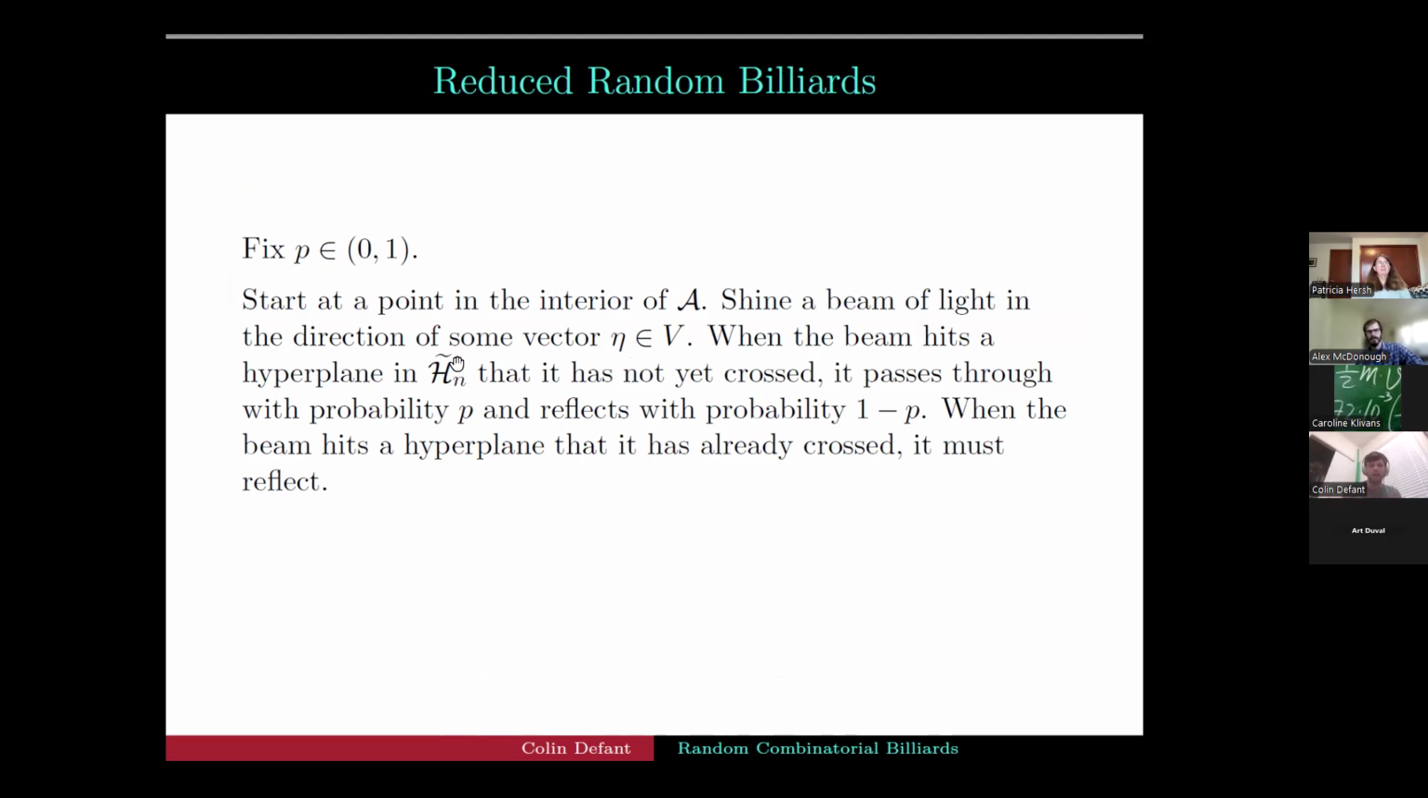And now whenever the beam of light hits a hyperplane in the affine braid arrangement that it has not already crossed, it will pass through with probability p, and it will reflect with probability 1 minus p. But if it hits a hyperplane that it has already crossed, then it has to reflect. Just with probability 1, it has to reflect in that case.